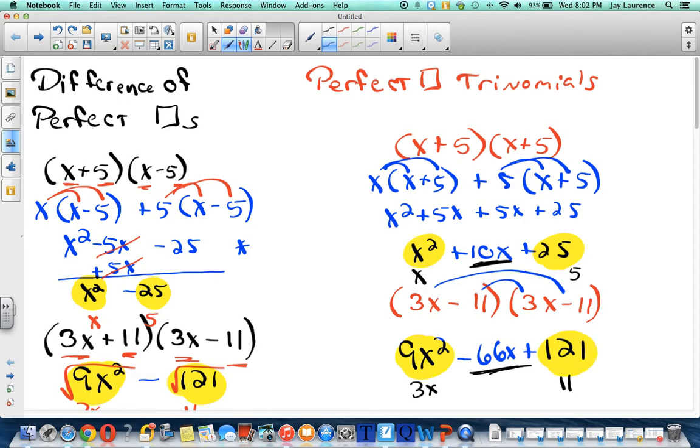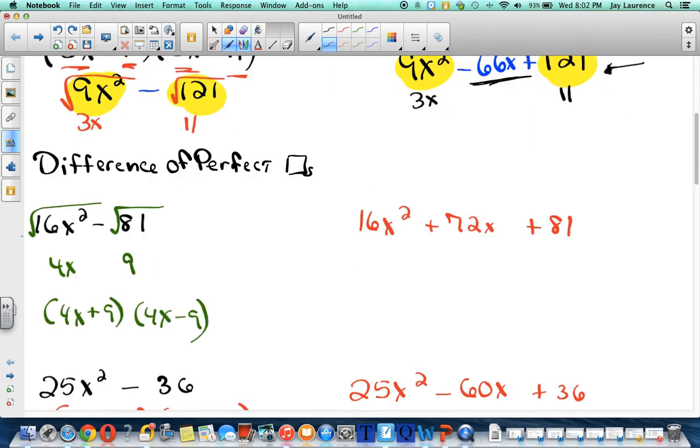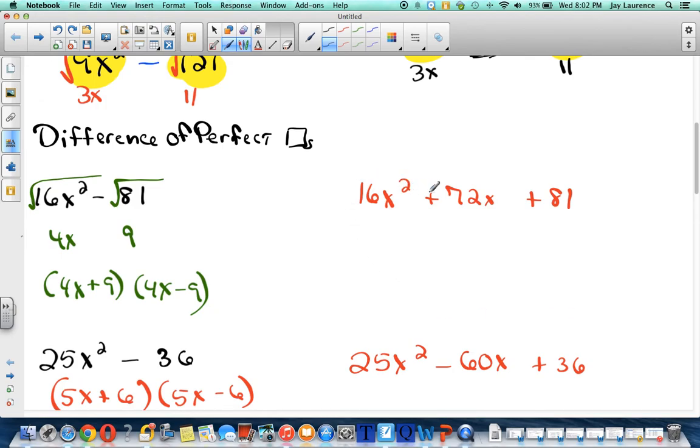Look at that. These answers are in the form of what we call perfect square trinomials. We can work backwards on them if we recognize we have a perfect square trinomial. So let's try it. Is this 16x squared a perfect square? Sure is. Square root is 4x. Is 81 a perfect square?